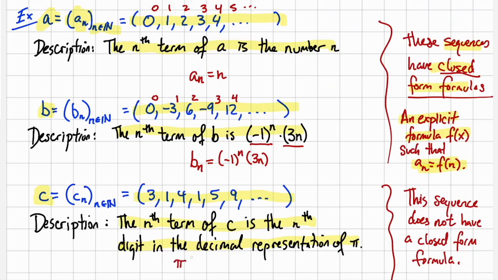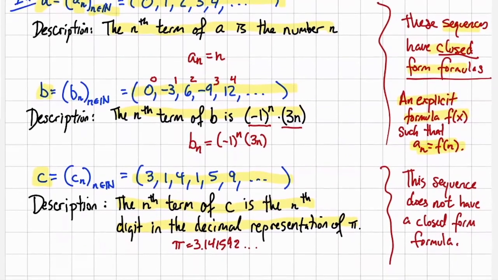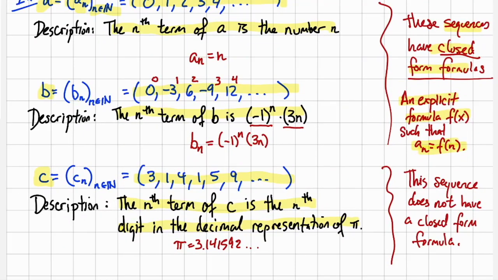Pi is approximately 3.141592... And this sequence keeps track of what the different digits are. Now pi is a transcendental number, and there's no good way to write down a formula for what the nth digit of pi is. And so we would say the sequence does not have a closed form formula.